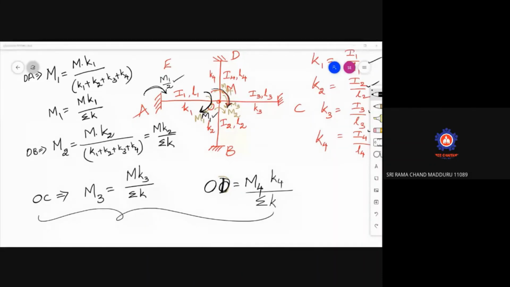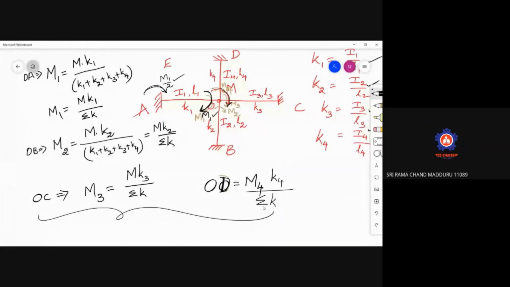Sir, not M4. Sir, OD is equal to M K4 by sigma K, sir. Yes, okay, sorry. Good correction you have done. Regarding OD, please make the correction. So regarding OD we are writing, that is M4 is equal to M into K4 by sigma K.